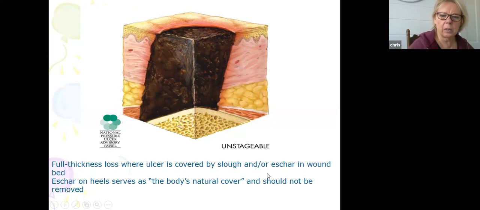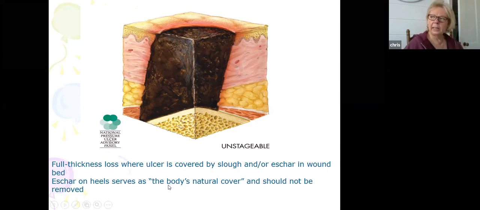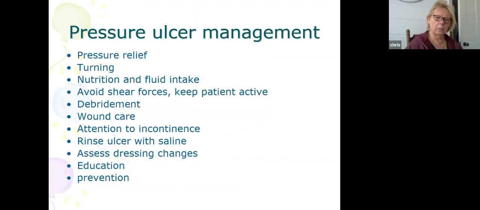So full thickness loss where the ulcer is covered by slough and or eschar is known as an unstageable wound. As I showed you a picture yesterday, there was an eschar on the heel. So if eschar is on the heel, it serves as the body's natural cover and should not be removed, so that you could stage it only if the eschar is dry, intact, and does not have erythema. Okay, otherwise it needs to be removed. But generally, if you see the eschar is dry, intact, without erythema, you could leave it alone.